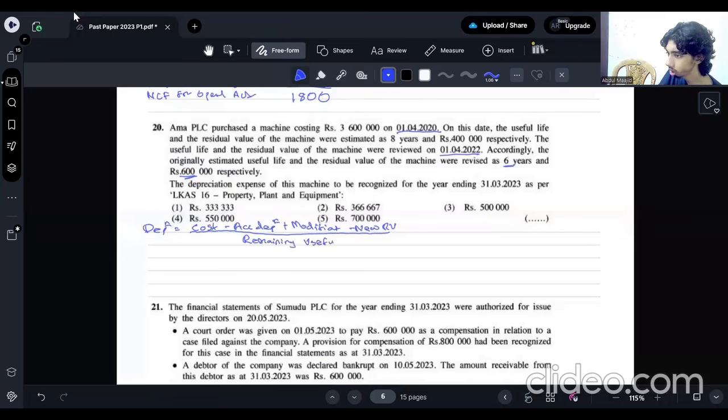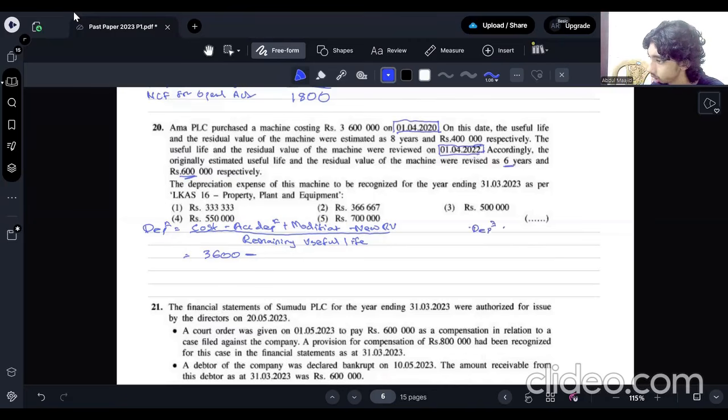Remaining useful life. Okay. Now, the cost of the PPE is 3,600,000. How much will be the accumulated depreciation before the change? We have to calculate. Here we purchased on 1st of April 2020. We are making the change to useful life and residual value on 1st of April 2022. So the gap between the purchase date and the change is 2 years. Now we have to calculate the accumulated depreciation for 2 years. That will be the cost.